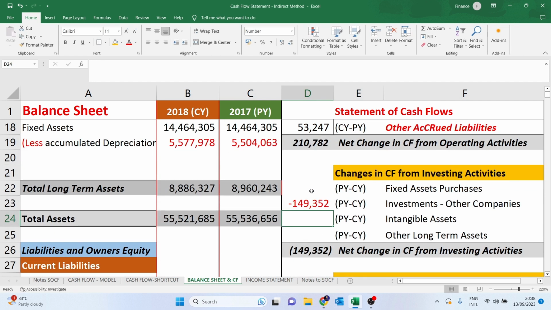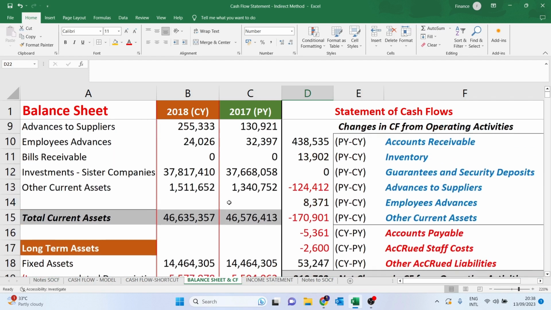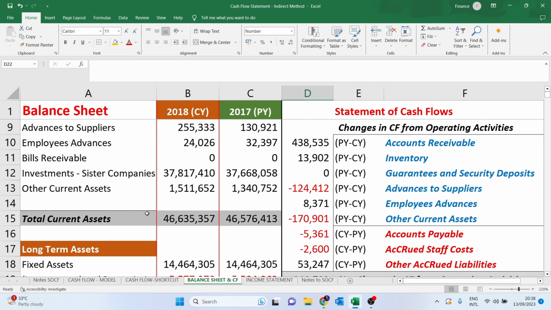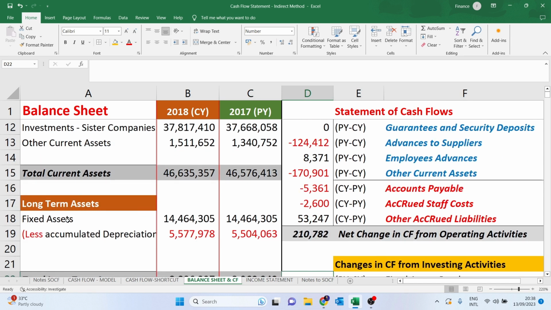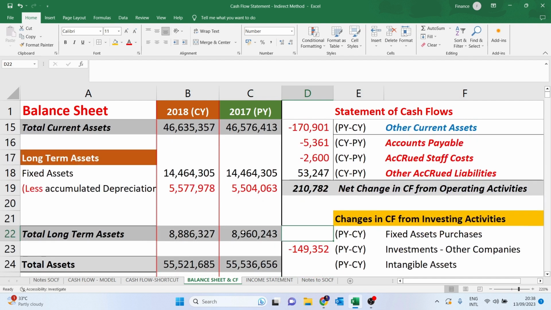Okay. Now check the fixed assets because we have completed up to all the assets. Now fixed asset is remaining. So what were the changes in fixed assets? Fixed asset also we will take previous year minus current year. There is no change. There is no movement because we didn't purchase any fixed assets during the year.